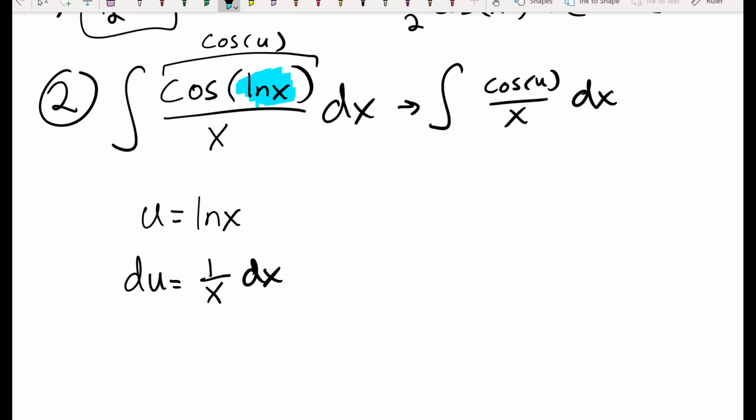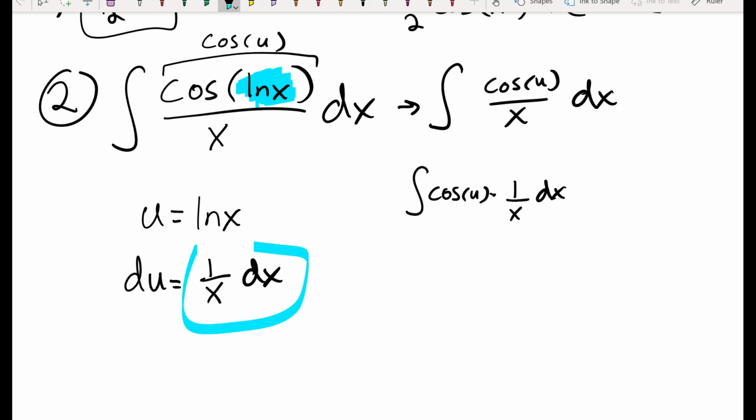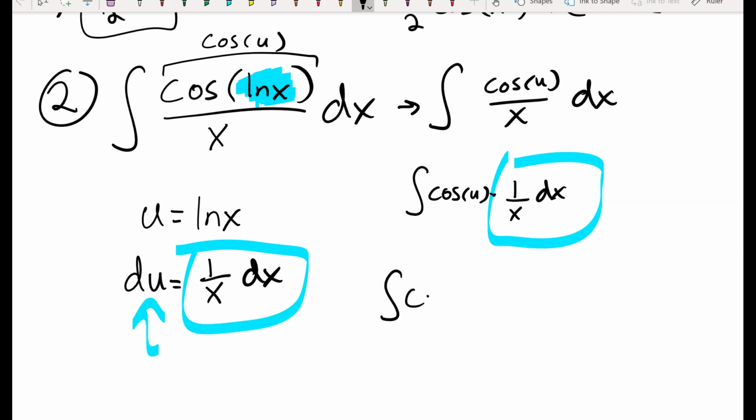So one way you could rewrite this to make it more obvious what I'm trying to get rid of is that this is the integral of, if I separate that fraction, cosine of u times 1 over x dx, right? Because that would keep that x in the denominator. And with u substitution, usually this is pretty satisfying because that will always work out where you either have exactly what you need with du or something pretty close to it. So 1 over x dx is the same thing as du. So I'm going to replace that just with du.